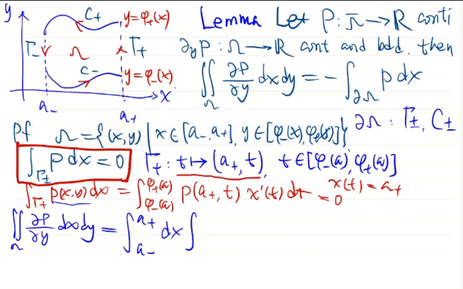Then, given an x in the interval from a minus to a plus, the range of y is from the y coordinate of the lower boundary to the y coordinate of the upper boundary. The point corresponding to x on the lower boundary is phi minus x, and on the upper boundary it is phi plus x. So the range of the inner integral is from phi minus x to phi plus x.